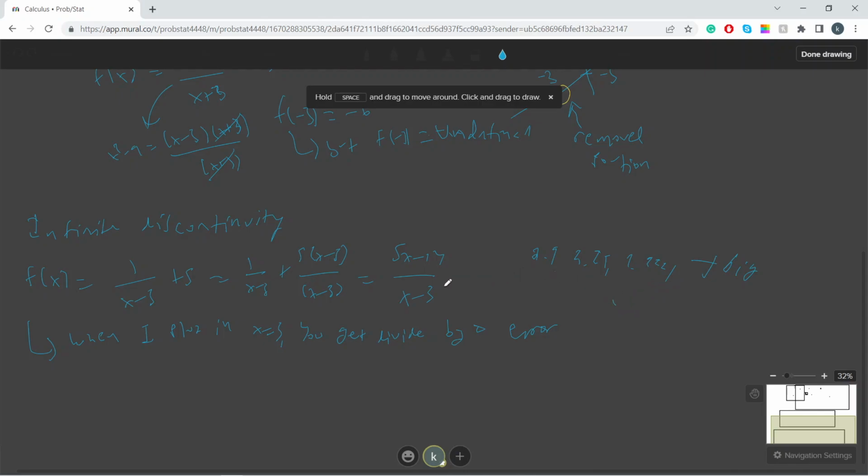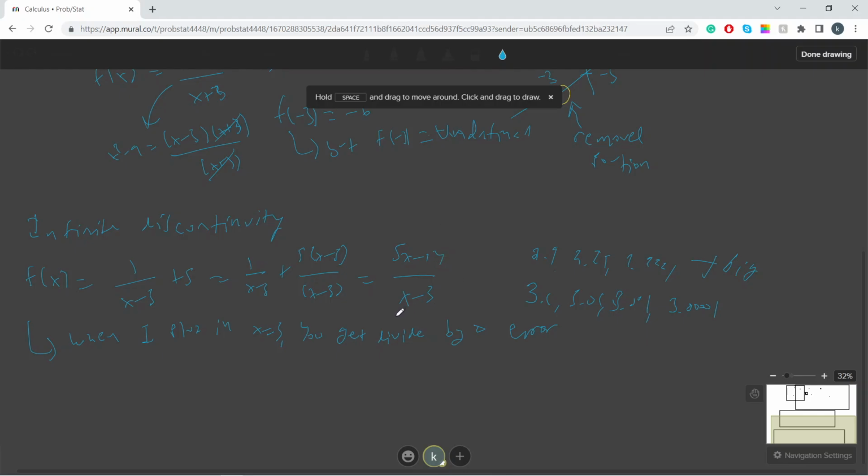And now let's look at the case where you plugged in a number really close to 3, but to the right of 3, right? So let's say you plugged in like 3.1 versus 3.01 versus 3.001 versus 3.00001. So what will happen? So first off, the numerator is going to be a number greater than 0, because 5 times 3 is 15. 15 minus 14 is 1. So the numerator is going to be a positive number, right?